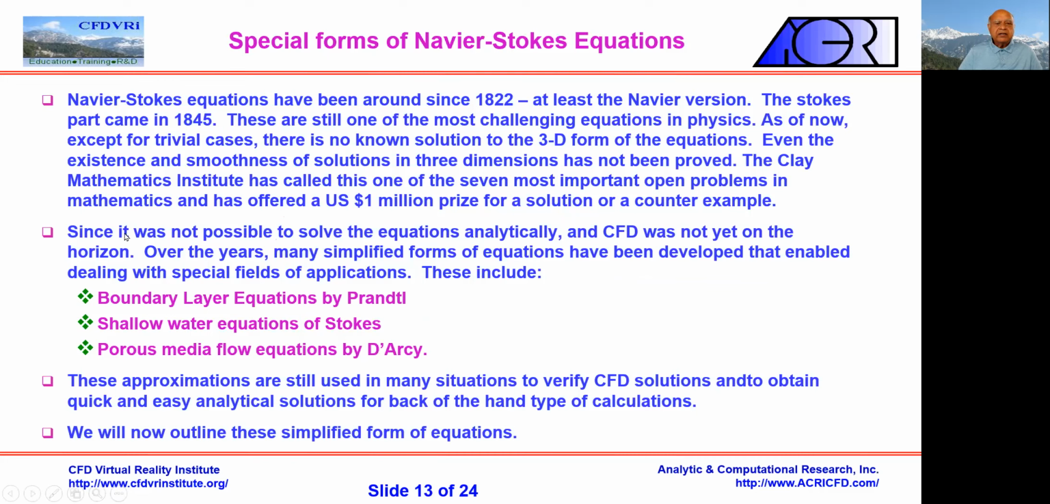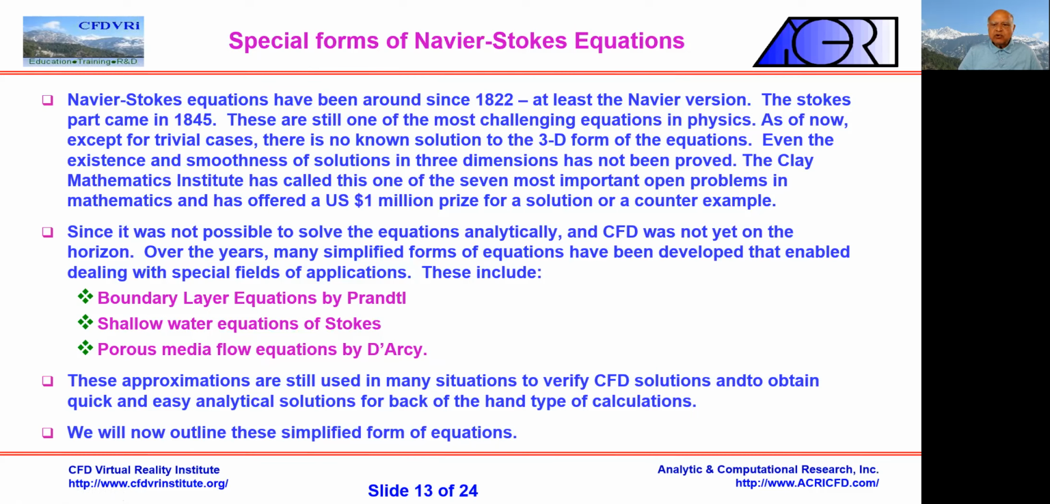Now, the Navier-Stokes equations have been around since 1822, at least the Navier version. The Stokes part came in 1845, so they've been around for more than 100 years. Almost coming up to 200 soon.